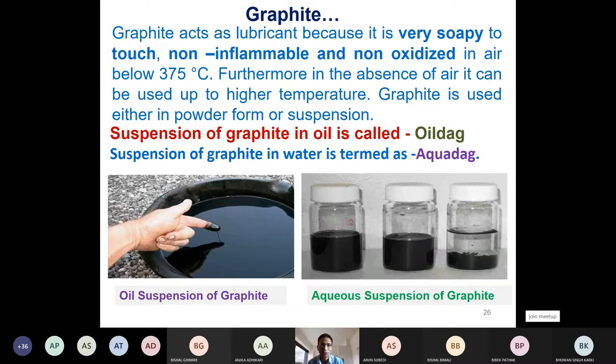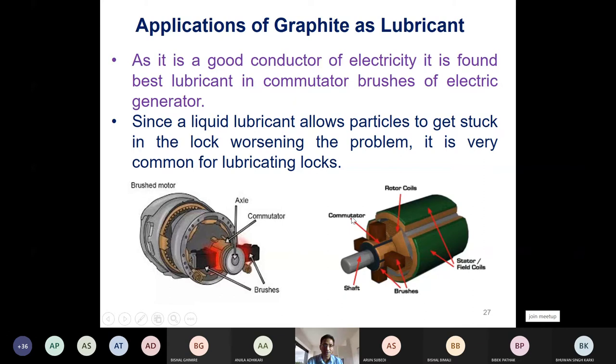Graphite is used in different forms, in powder form or as a suspension. A suspension of graphite in oil is called oil dag. A suspension of graphite in water is called aquadag. The first picture shows a suspension of graphite in oil, this is the oil dag, and the second picture shows the suspension of graphite in water, called aquadag. An application of graphite is in the commutator process of a motor.